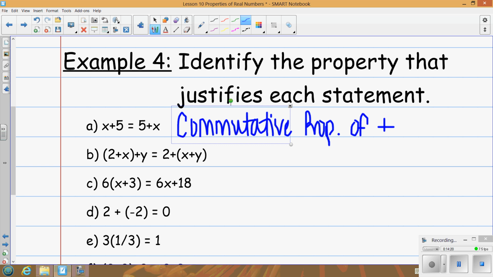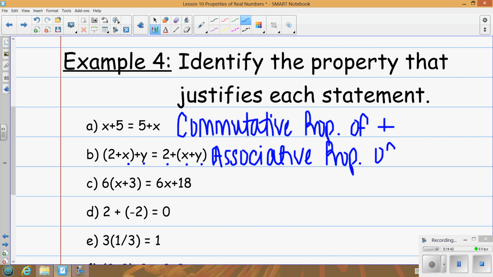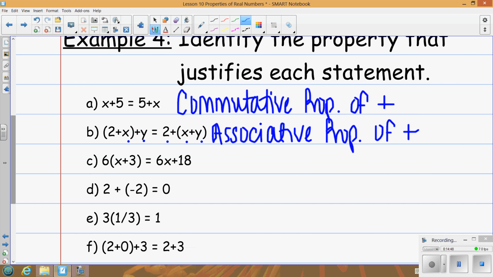Then I look at the next one. The parentheses changed, or the grouping changed, but you want to look at the order. Did the order change as well? So it went 2xy and then 2xy. The order didn't change, so since the order stayed the same, it's going to be associative property because the grouping changed, and the operation again is addition. And it's possible to have a combination of commutative and associative. It's doing both at the same time. But for these, it's just one property. The next one, you can see that the 6 was distributed through to get 6x plus 18. So it's the distributive property.